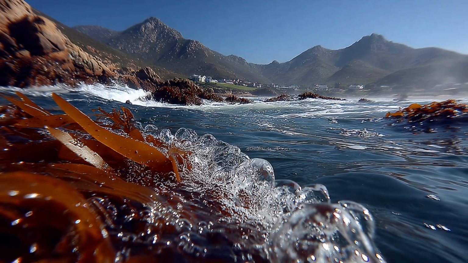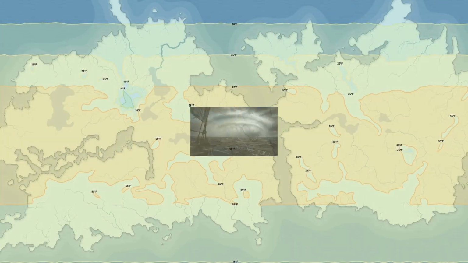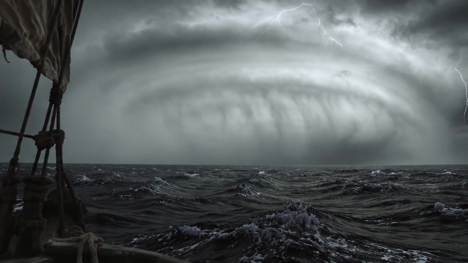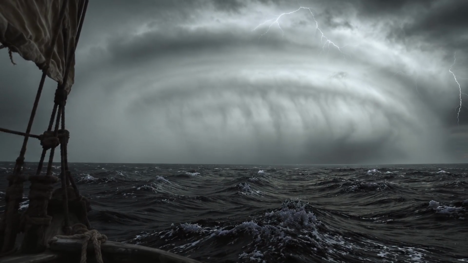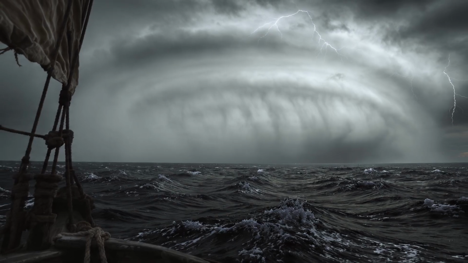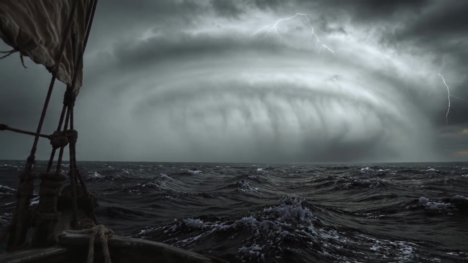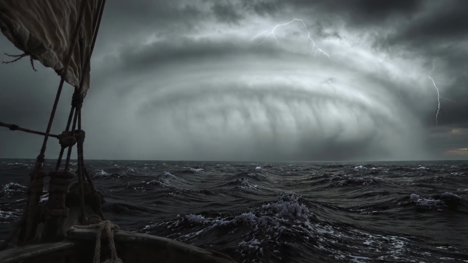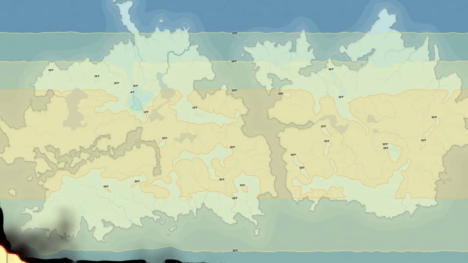This creates a global conveyor belt. The warm southern energy rushes north to fill the void, colliding with the cold air at the center. The result is the Milky Equator, a chaotic belt of fog, storms, and powerful trade winds driven by the planet desperately trying to balance itself.